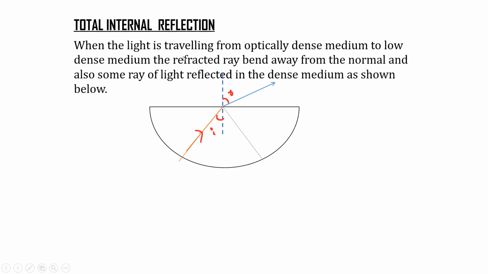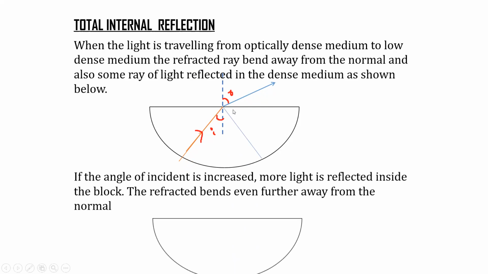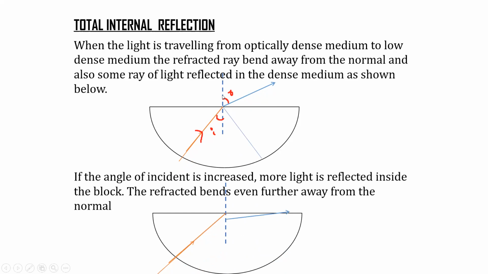If we increase the angle of incidence, the light will travel differently. Here, in the first example, the angle of incidence is, say, 30 degrees, and the angle of refraction might be 45, for example. Then we increase the angle of incidence to 35. When we make the angle of incidence 35, the angle of refraction will also increase. Now it is 70.